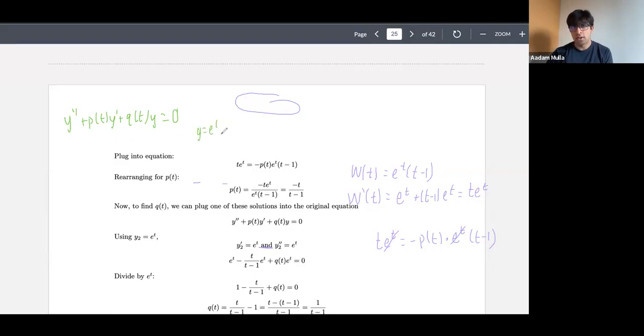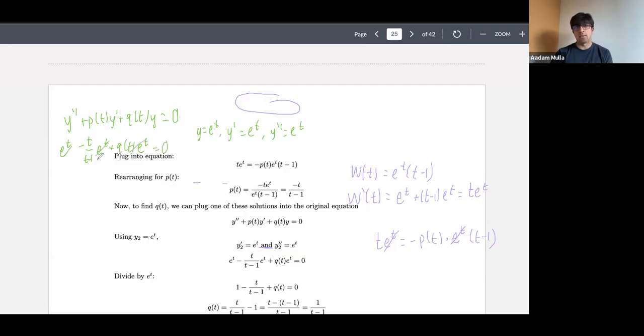In the sense that let's take our second solution, for example, we know y equals e to the t is a solution, right? That means we know y prime is going to be e to the t, and y double prime is going to be e to the t. Correct? Then we plug those in. So y double prime is going to be e to the t plus, we know p of t already, we solved it. It's negative t over t minus 1 times y prime, which is e to the t, plus q of t times e to the t, because y is e to the t, equals 0.